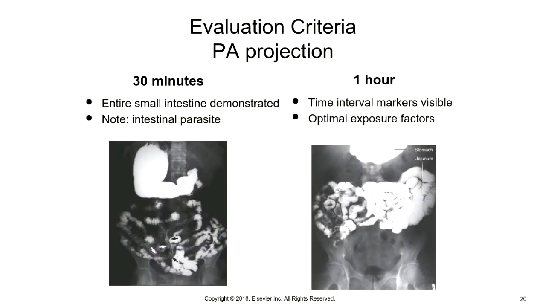When you look at these images, on the 30-minute, this particular picture, they're telling you that the entire small intestine is being demonstrated, and they're pointing out again that intestinal parasite, that parasitic roundworm. I still haven't found where that actual image is. Sorry about that. I know I've seen it in here, just for some reason it's not jumping out at me. No pun intended at this point.